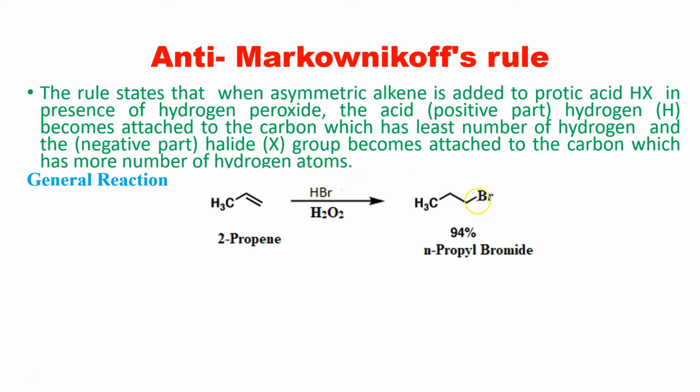And here you can see that bromine has been attached to a terminal carbon, but not in the middle. The yield is 94%. It does not mean that it does not form another product, but the major product that we get is the anti-Markovnikov product.